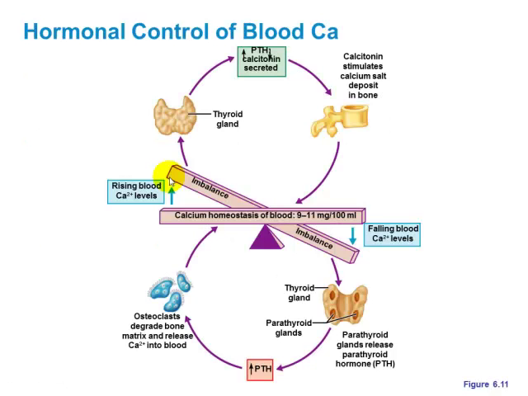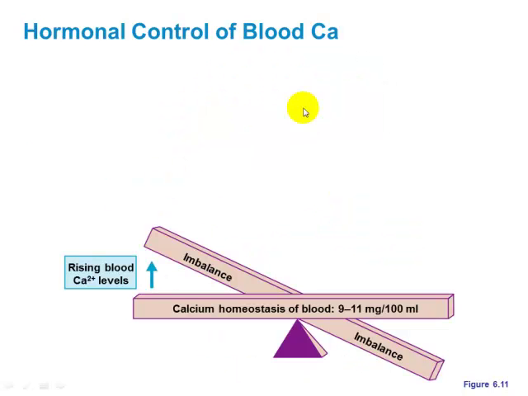So let's take a look at this in the same kind of way. Think back to Chapter 1 when we talked about negative feedback loops. Okay. We start off, we want to have a homeostatic level of calcium in the blood somewhere in this realm over here.